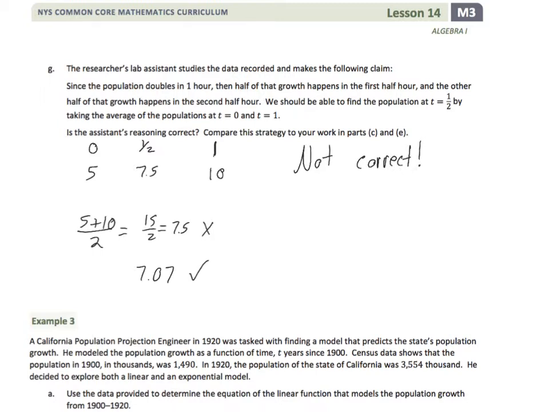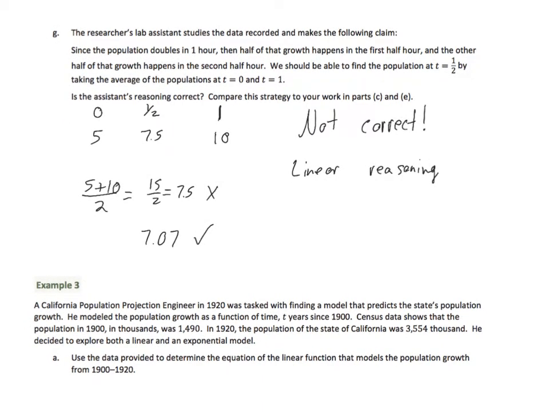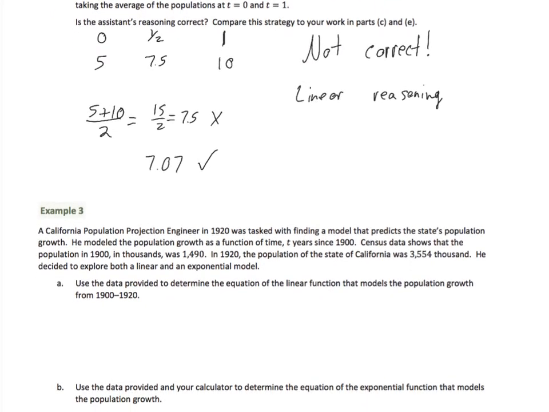But why? Well, this is a very good way of thinking for a linear function, but not for an exponential function. So this is using linear reasoning, not exponential reasoning, not really modeling an exponential function. We cannot model an exponential function by simply taking averages of things, but we could model a linear equation by taking averages of things. In fact, the slope of a linear function, y2 minus y1 over x2 minus x1, is just kind of an average. So let's go ahead and move on.